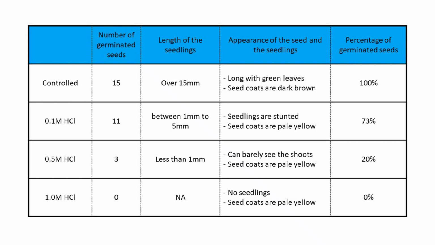So these are the data we gathered. For the control, we can see that 15 seeds germinated, 100%. For 0.1 molar, it becomes 73%. For 0.5 molar, 20%. And for the 1 molar HCl, nothing germinated.